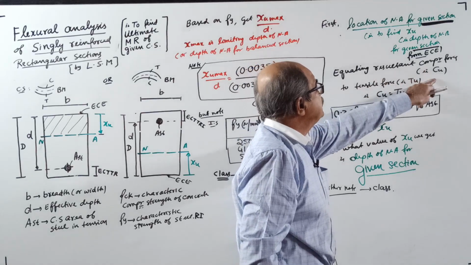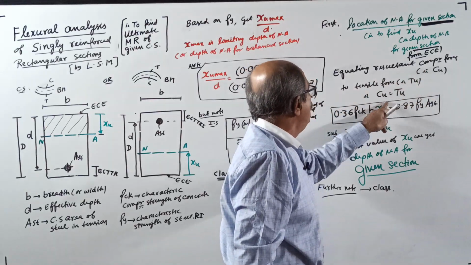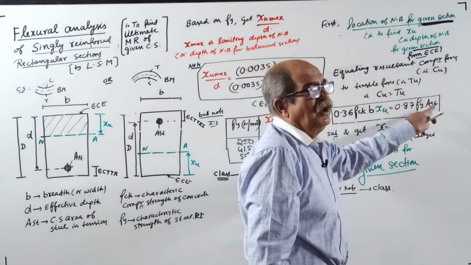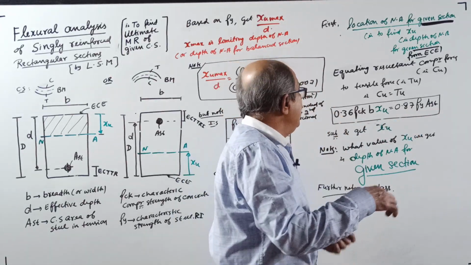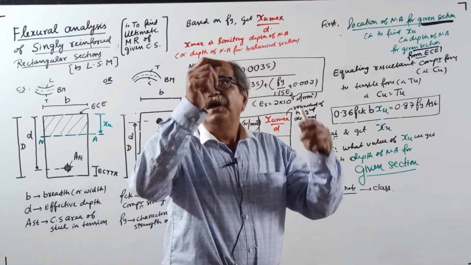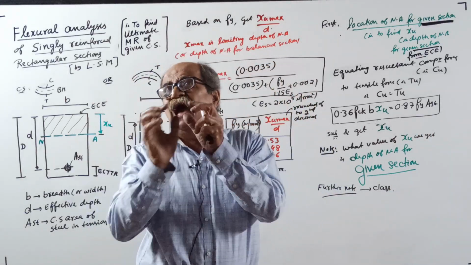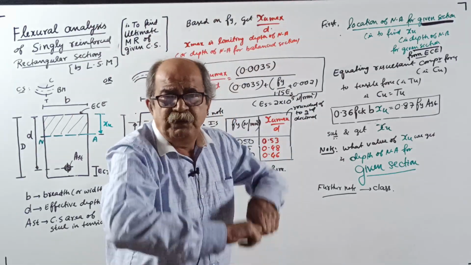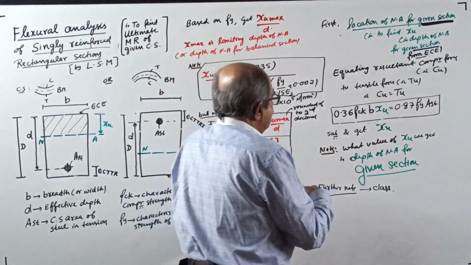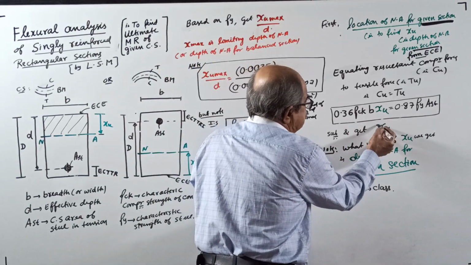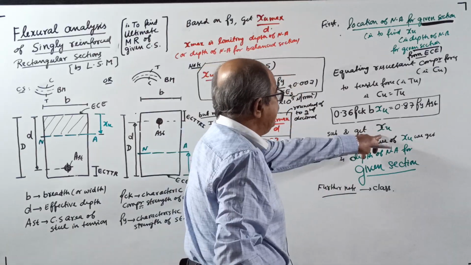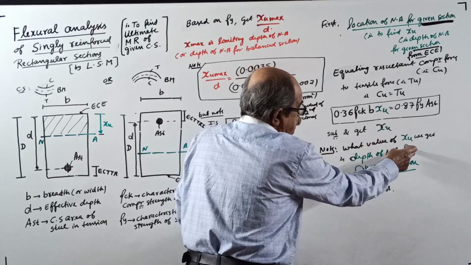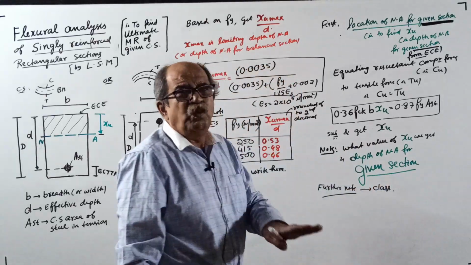Equating the resultant compression force Cu to the tension force Tu, you get 0.36 FCK B XU equal to 0.87 FY AST. The 0.36 FCK is the average stress, into B into XU is the compression area, and that will be equal to 0.87 FY into AST. Substitute and get the value of XU. Note, the value of XU we get is the depth of the neutral axis for the given section.